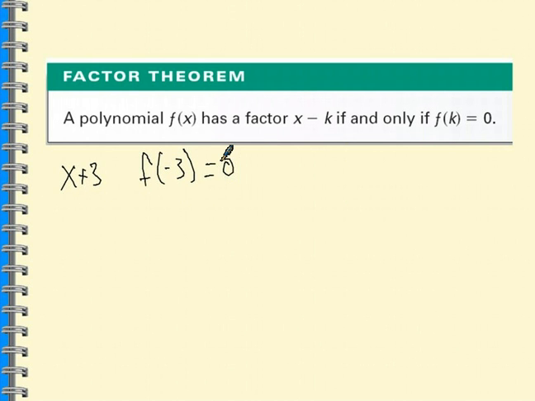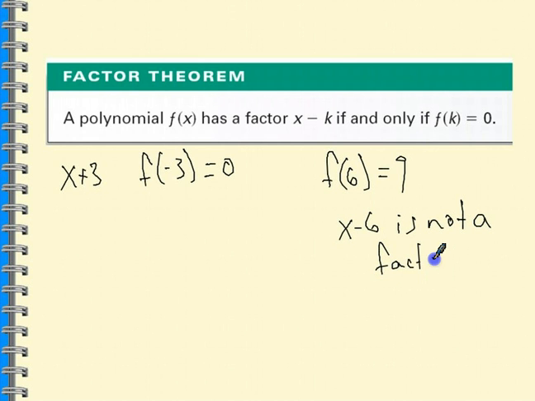All right, if we have f of 6 for some function is equal to 9, well, it's not a factor. X minus 6 is not a factor because f of 6 is not equal to 0. So that's what the if and only if means. So we have to have f of k equal to 0 for x minus k to be a factor.